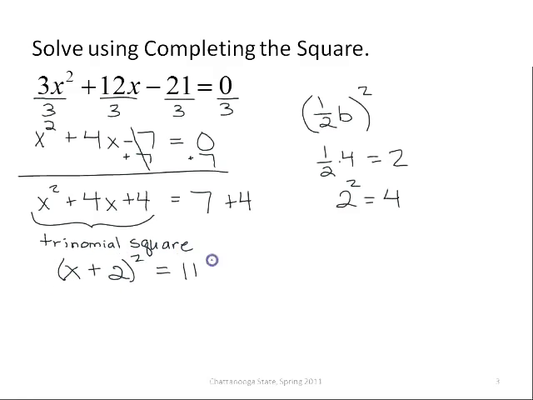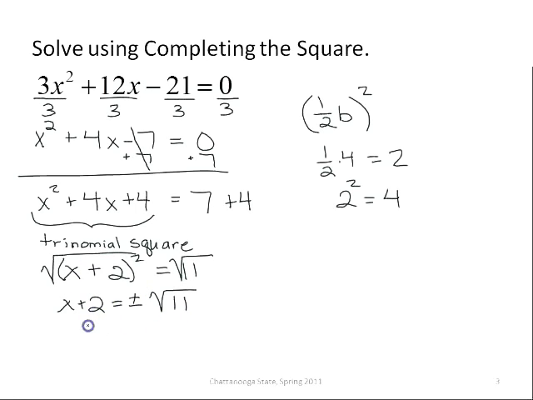Now, this is an equation that I can solve by taking the square root on both sides. So I'm going to take the square root on both sides of the equation. That'll give me x plus 2 equals a positive or a negative square root of 11. Remember, when you use your square root property, you have to use your positive and your negative square root.